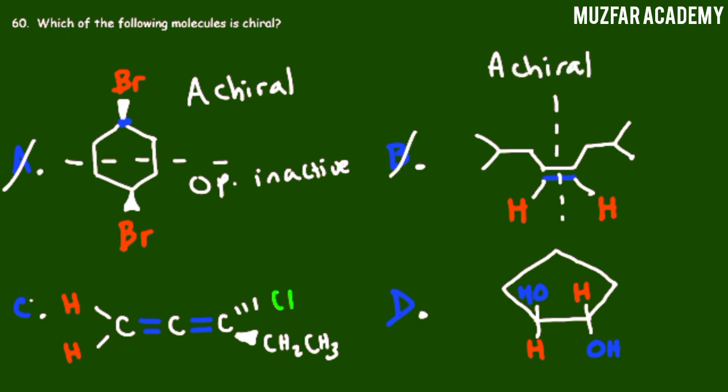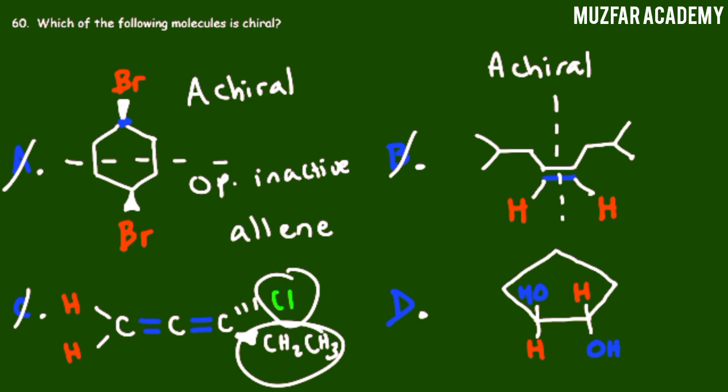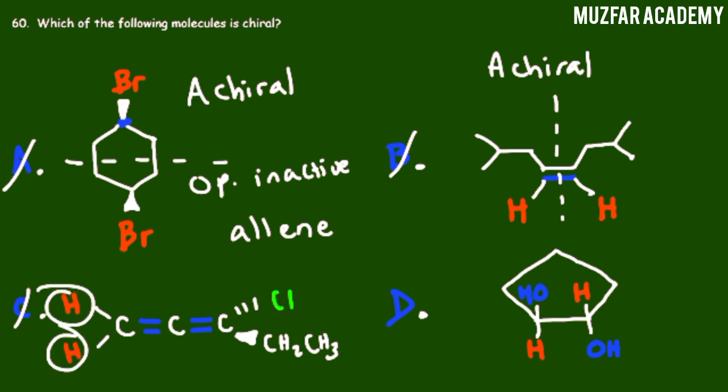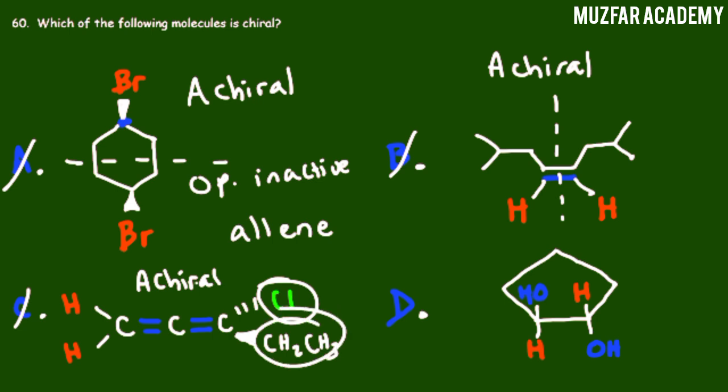For answer choice C, we have an allene. Now for allenes, what you want to do is look on each side. On the right side, we have two different groups. On the left side, we have two of the same groups. If one of the sides has two identical groups, it's going to be achiral. In order for it to be chiral, the right side has to have two different groups and the left side has to have two different groups.